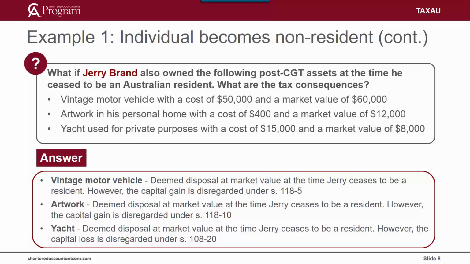disregarded under Section 118-10. As the yacht is not taxable Australian real property, Jerry would be deemed to have disposed of the asset at its market value at the time he became a non-resident. However, because the asset is a personal use asset, the capital loss of $7,000 is disregarded under Section 108-20. A capital loss on a personal use asset is disregarded irrespective of its cost. However, if Jerry made a capital gain on his yacht, the capital gain would not be disregarded under Section 118-10 as the yacht has a cost of more than $10,000.